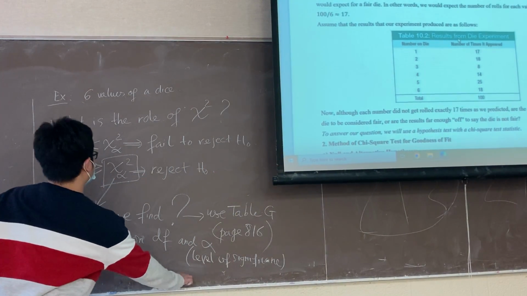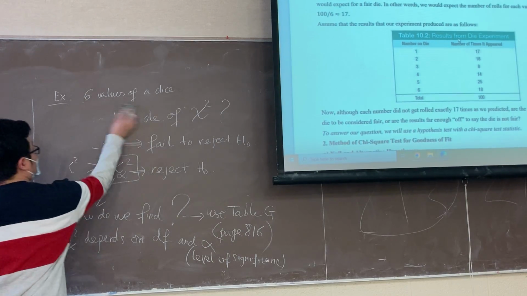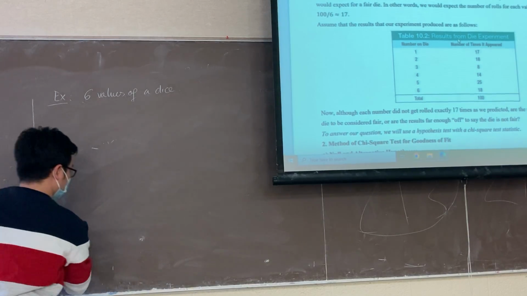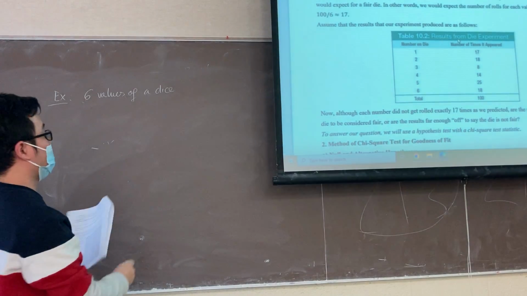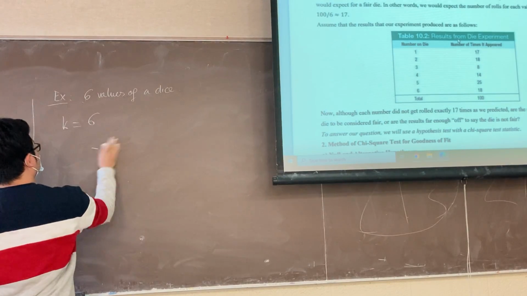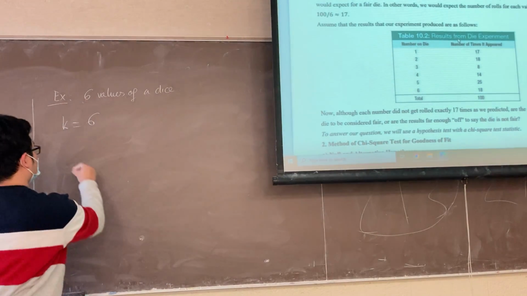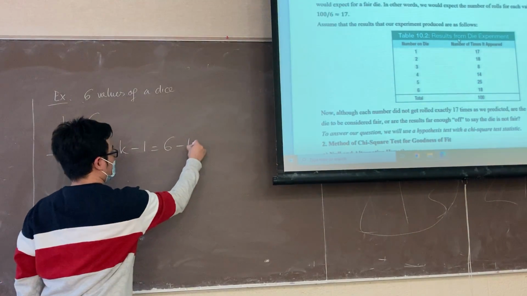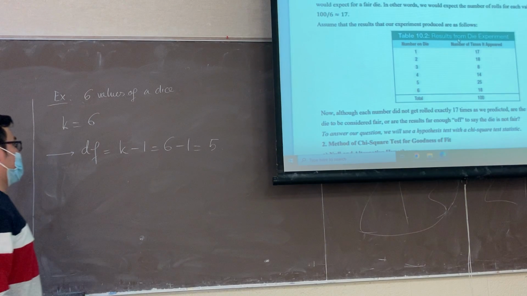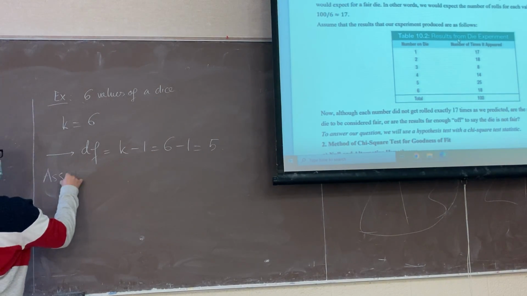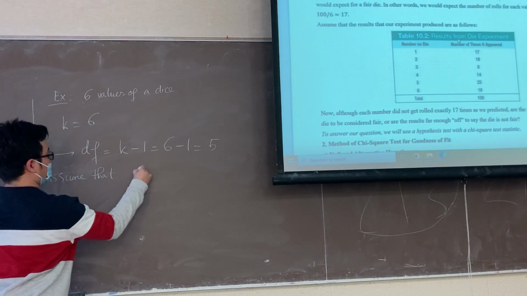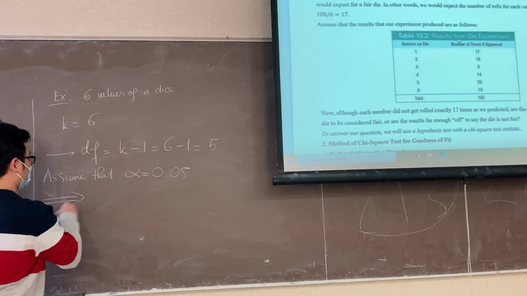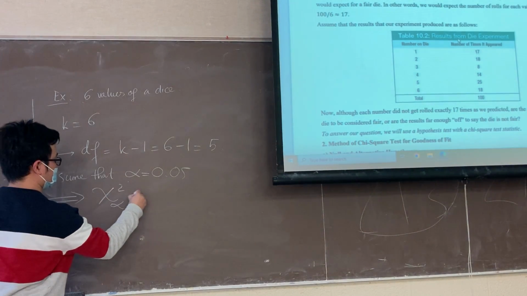Okay, we will go back to this example. I will erase these. You look at the example here. In this case, we have k equals 6, right? Because we have 6 values. And in this case, DF is k minus 1, that is 6 minus 1 equals 5. Okay, assume that alpha here is 0.05, and I give you this.